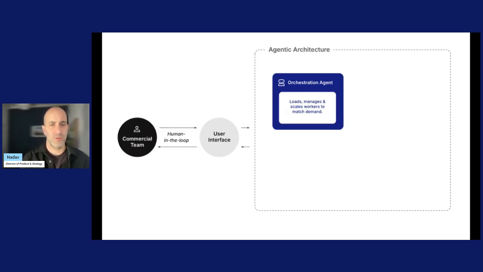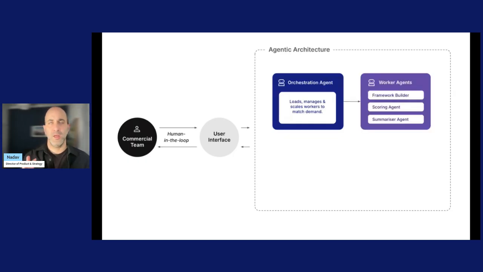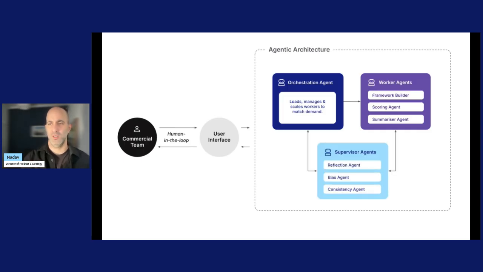So they manage the tasks. They delegate the different tasks to different specialized agents, like we said. Then the worker agents, the specialists, come into action themselves, and they do, again, specific tasks. One of them is building the framework. Another agent would potentially start scoring. Another agent is summarizing copy. And then we have the next layer, which is the supervising agents, and they create a whole process of reflection and checking for biases and checking for consistency within that ecosystem.